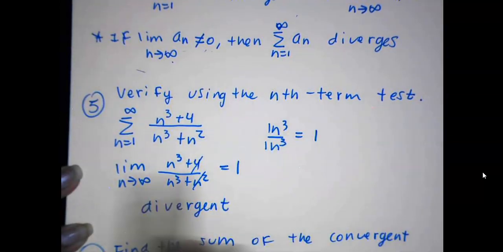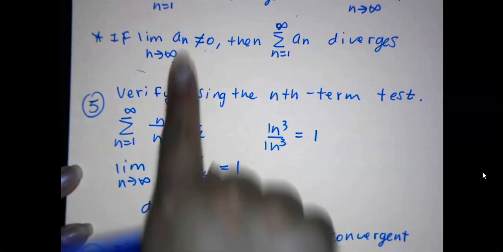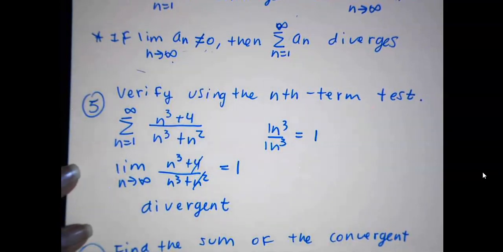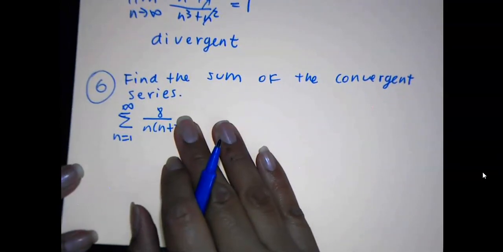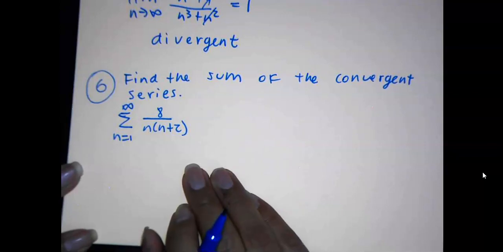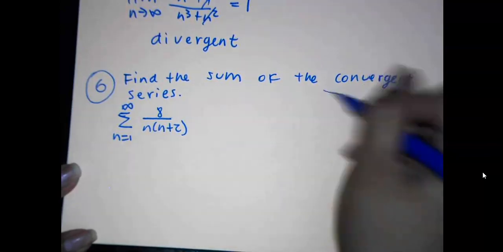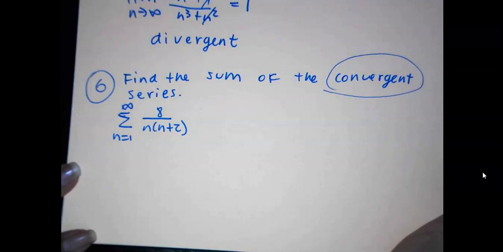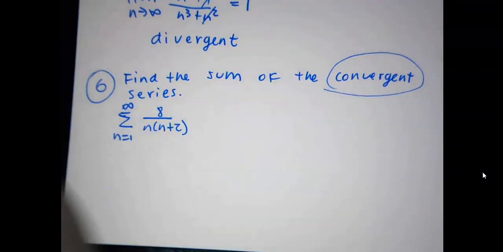Okay? Because the limit is not 0. Find the sum of a convergent series. In this case, they're telling me it is a convergent series.